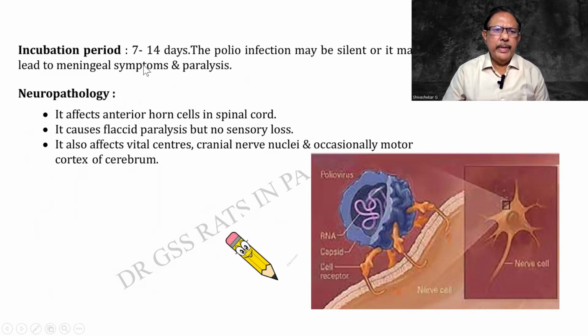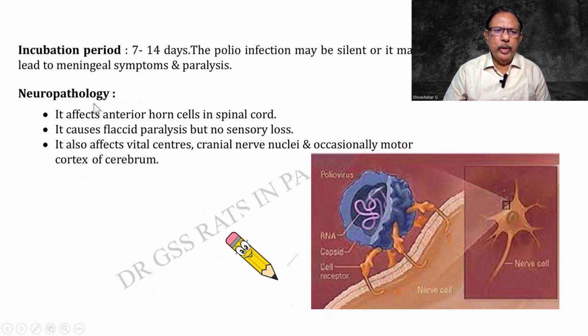The incubation period is the period till when the disease does not manifest. After this, there is a development of the disease. It is about 7 to 14 days. The polio infection can be silent or it can manifest, leading to meningeal symptoms or even paralysis.